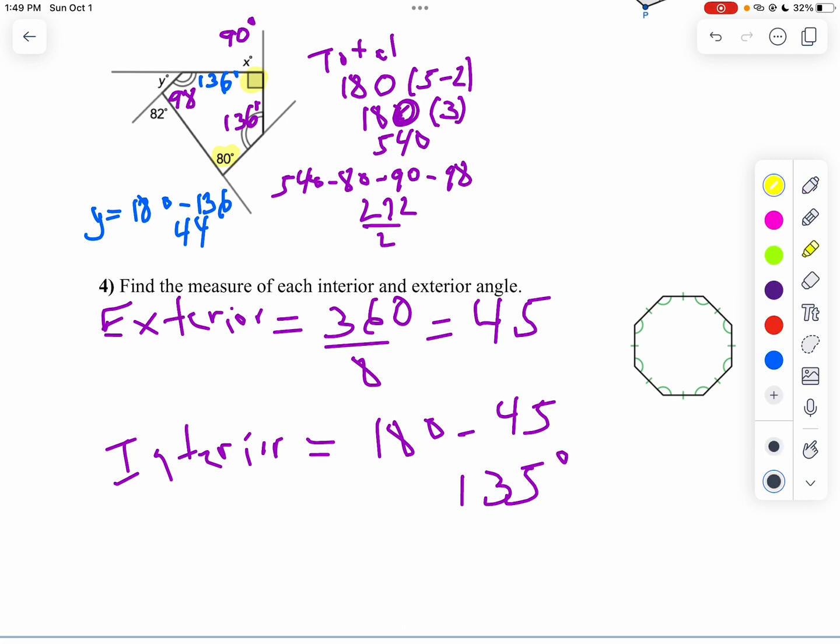So make sure you note we have two different answers here. Your exterior are 45, your interior are 135.